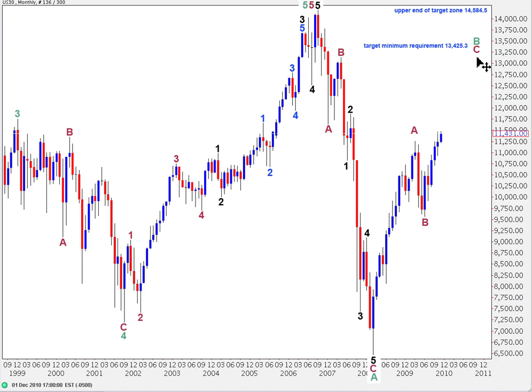Therefore, a minimum upwards length of wave B here at cycle degree is at least 90% the length of A, which is going to be reached at 13,425.3 points. If upwards movement reaches this point, this will certainly be my main preferred wave count. If we reach that point, then we can expect wave B at cycle degree to most likely be a 105% correction of A, achieved at this point, 14,584.5 points. So the major implication of this wave count is it could see the Dow making new highs in the next year or so.